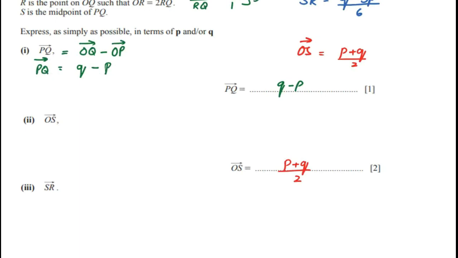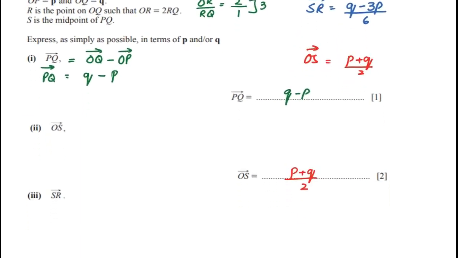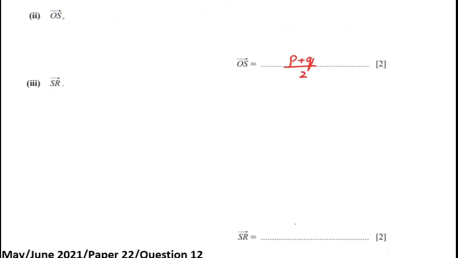So we have got this answer, Q minus 3P upon 6.